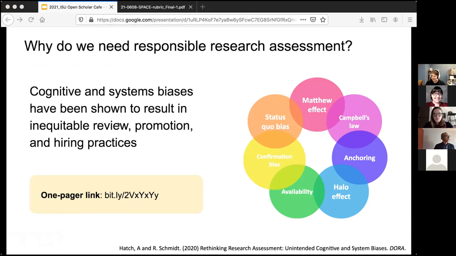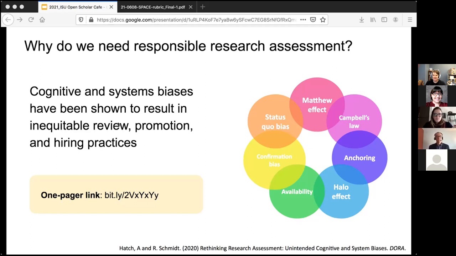So I have a link to a one pager that we created on the website. This was something that DORA developed in collaboration with Ruth Schmidt at the Illinois Institute of Design. And Ruth was another person that we had met at the meeting in October that DORA organized with the Howard Hughes Medical Institute. And out of that meeting came a wonderful partnership and the creation of these new resources to think about how we can support institutions.